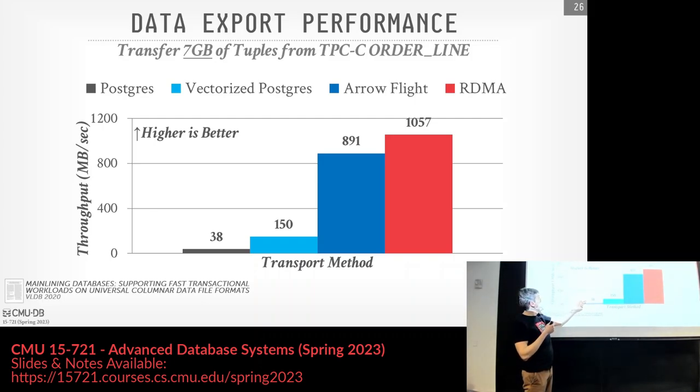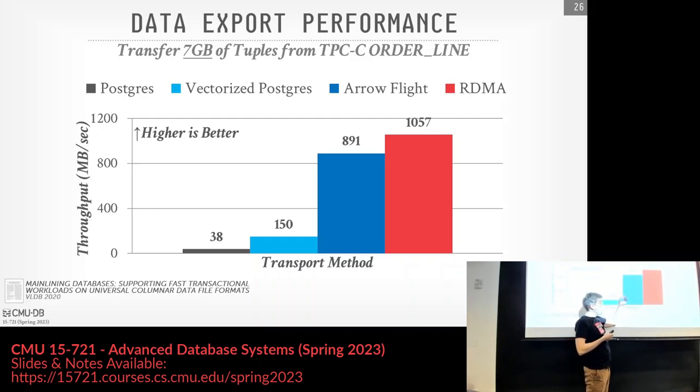So you have here, higher is better. How many megabytes of data can you get just trying to do a bulk export? The lowest one here is Postgres, no surprise. There's the vectorized version of Postgres, the way the DuckDB guys talk about in their paper. Here's if you use Arrow Flight, using direct export of Arrow data, which again, our system stored natively in memory. So it's basically just zero copy onto the wire to get it out. And then here's the RDMA version of it.